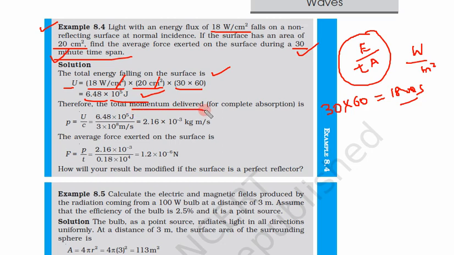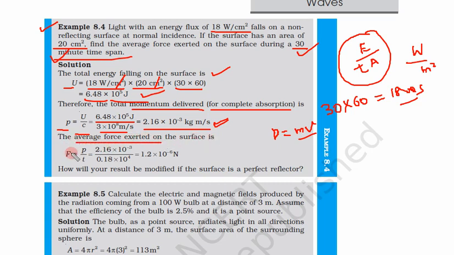Now the momentum delivered for complete absorption: P is equal to U by C. This is momentum. So total energy 6.48 into 10 to power 5 joule divided by the velocity of light, and we get 2.16 into 10 to power minus 3 kilogram meter per second. This is the unit of momentum, kilogram meter per second, because momentum P is equal to mv, where m is in kilogram and velocity in meter per second.